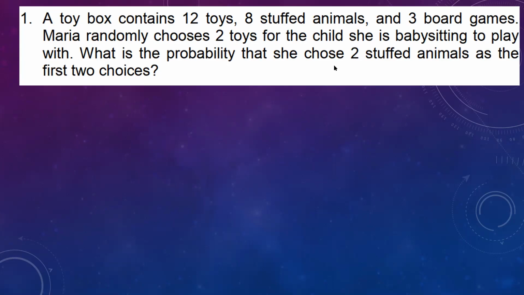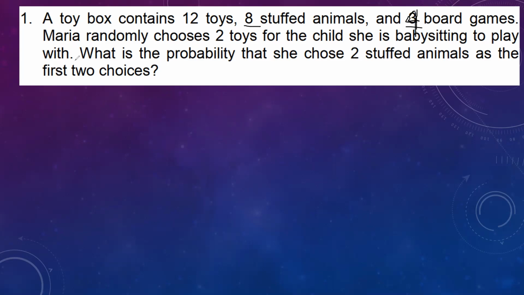Sige. Itama natin yung tanong ha. There are 12 toys. Gawin natin itong 4 board games. A box contains 12 toys, 8 stuffed animals, and 4 board games. So, ang laman po niya ay 12, which is 8 at saka po yung 4. Maria randomly chooses 2 toys for the child she is babysitting to play. What is the probability that he chooses 2 stuffed animals as the first 2 choices?